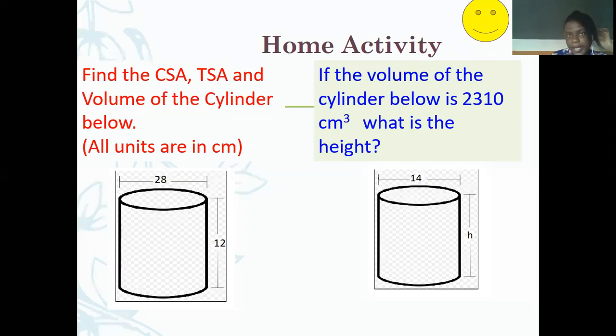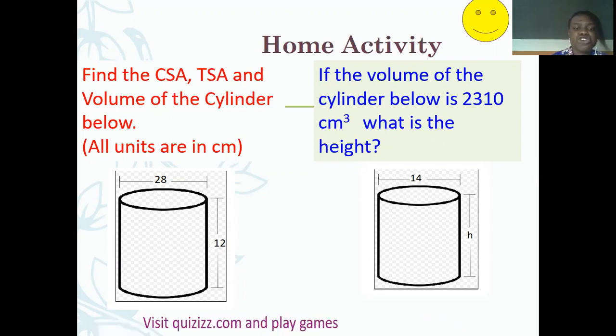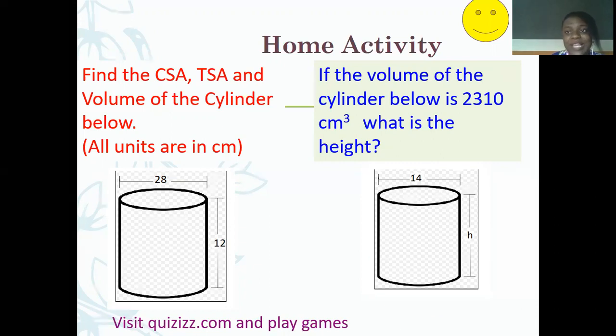So one more thing I want you to do is visit quizzes.com if you can, and try to play some games on cylinders if you are able to find some. But try to solve these two questions. Try to solve them and let's see how well you can do them and how well you've understood our topic for today.